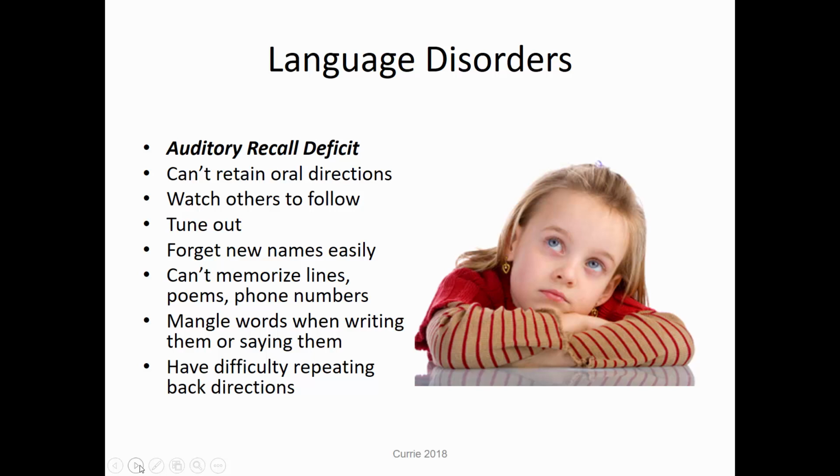So auditory recall deficit, these are the folks that really have to write things down, and so there are some simple solutions, but they tune out over time, and they can mangle words, and they just have a difficult time recalling oral instructions.